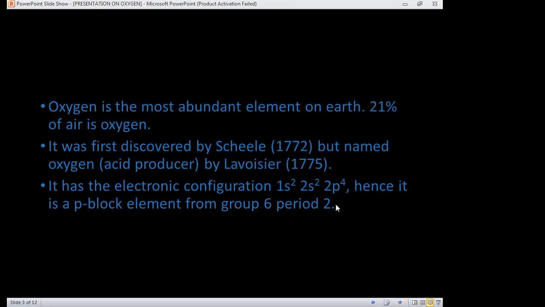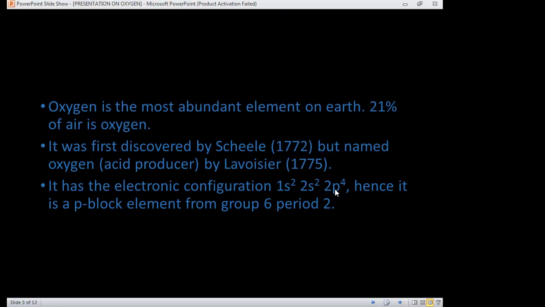Now, where is oxygen located in the periodic table? From the electronic configuration, you can see that the last electron enters the p orbital. That is to let you know that oxygen is a p block element. You know, we have four blocks in the periodic table: s block, p block, d block, and f block. So oxygen is in the p block, and that is because the last electron in the electronic configuration of oxygen enters the p orbital.